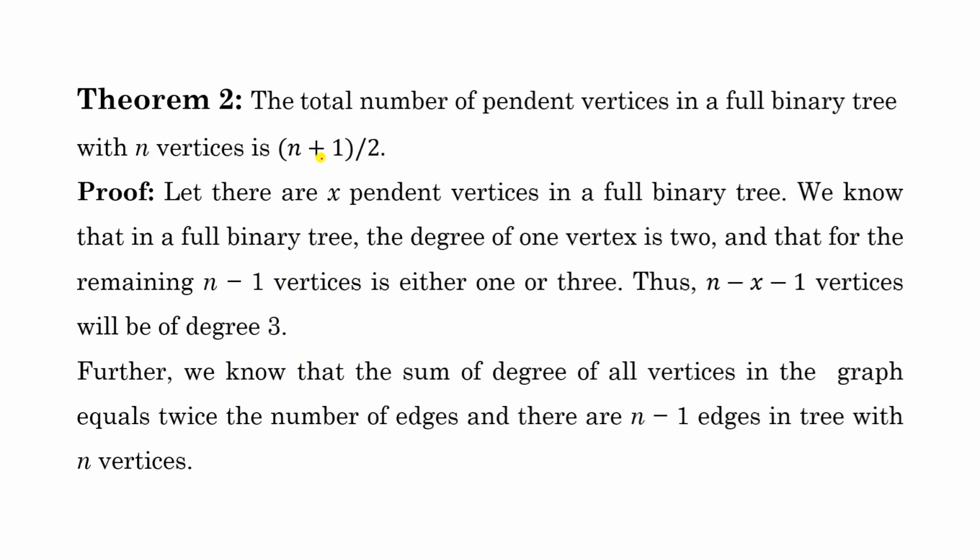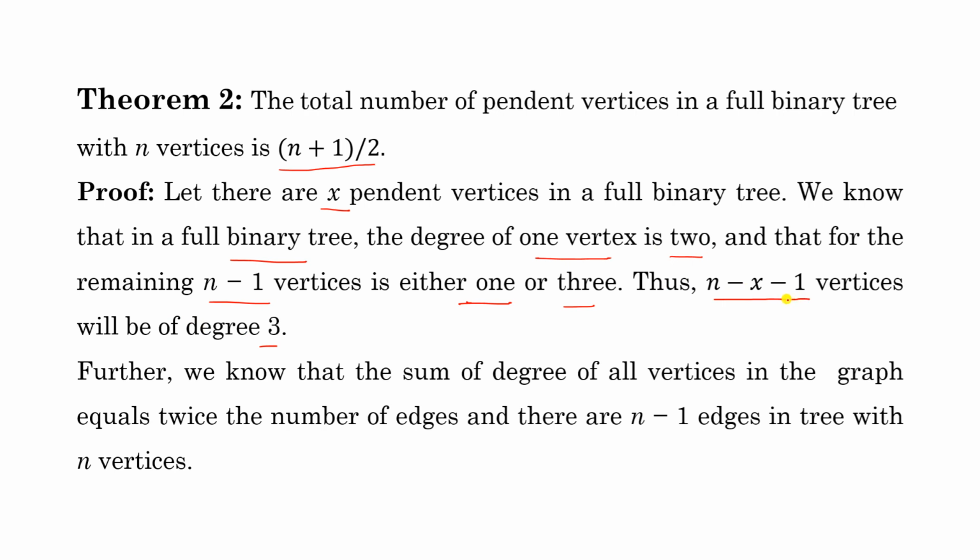Now theorem 2: the total number of pendant vertices in a full binary tree with n vertices is (n plus 1) by 2. Suppose there are x pendant vertices in a full binary tree. Now you know that in a full binary tree one vertex of degree 2 is there and the remaining n minus 1 vertices are of degree either 1 or 3. So n minus x minus 1 vertices will be of degree 3.